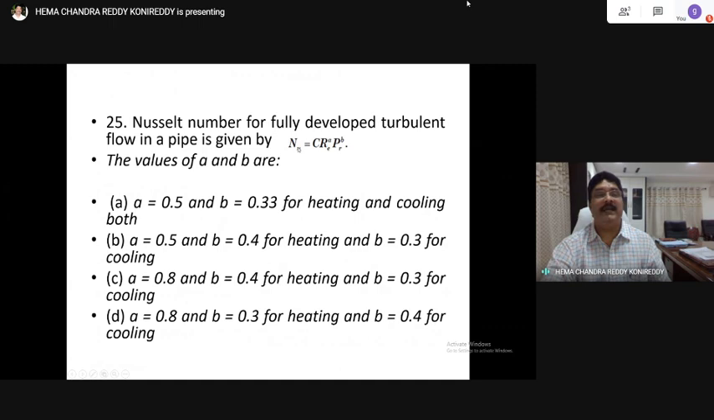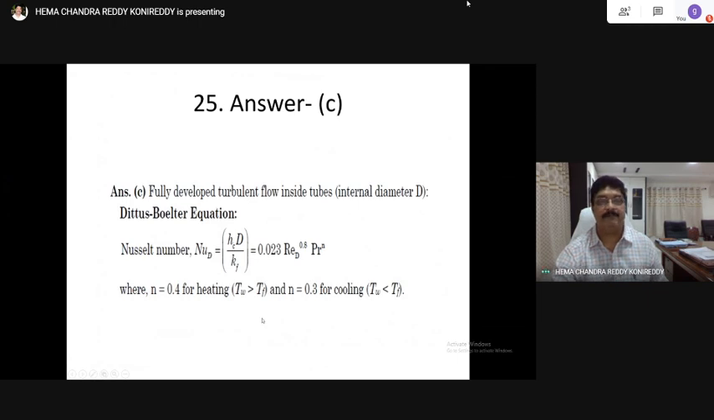Nusselt number for a fully developed turbulent flow in a pipe is given by Nu equals C Re power A and Prandtl number power B. The values are from the standard Dittus-Boelter equation. Nusselt number equals 0.023 Re power 0.8 Prandtl number power n, where n is equal to 0.4 for heating and 0.3 for cooling. So A is equal to 0.8, B is equal to 0.4, and C should be the correct answer.